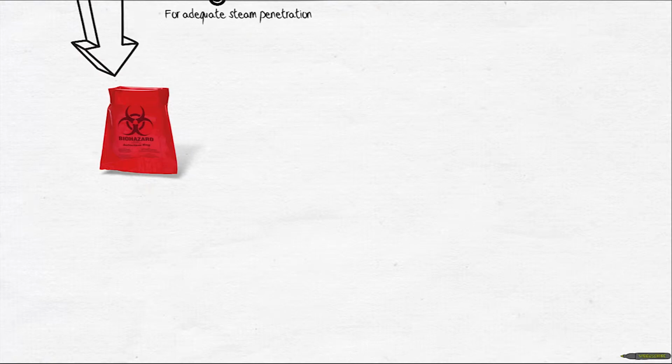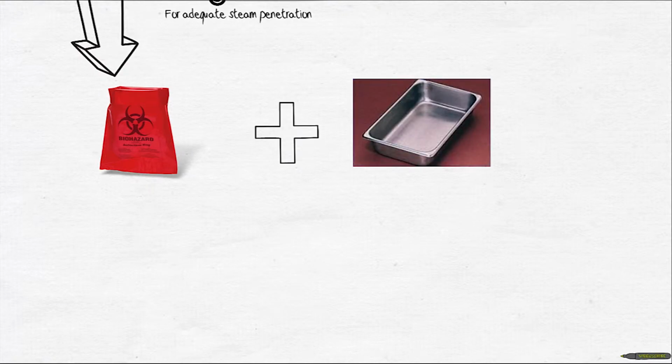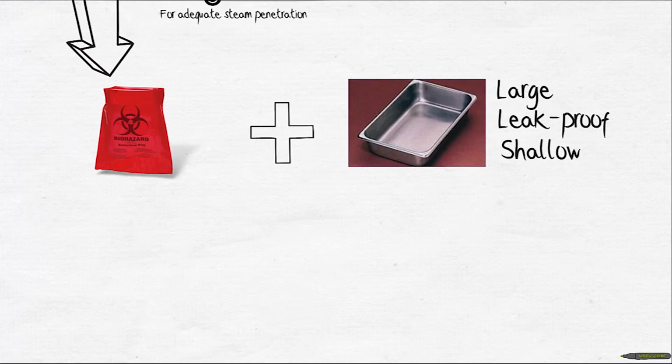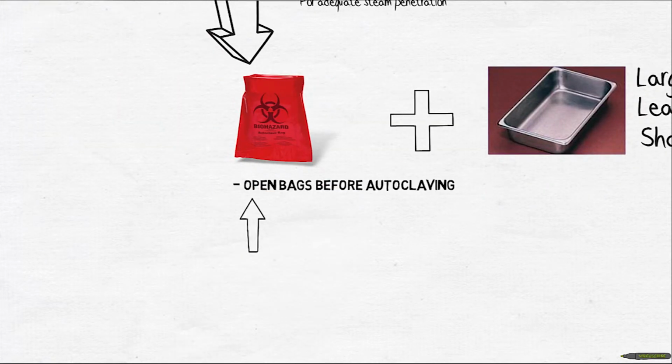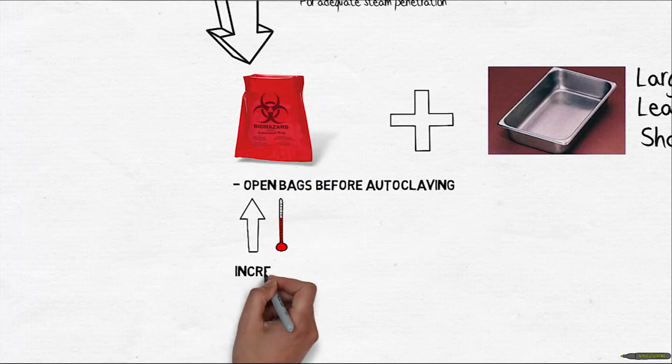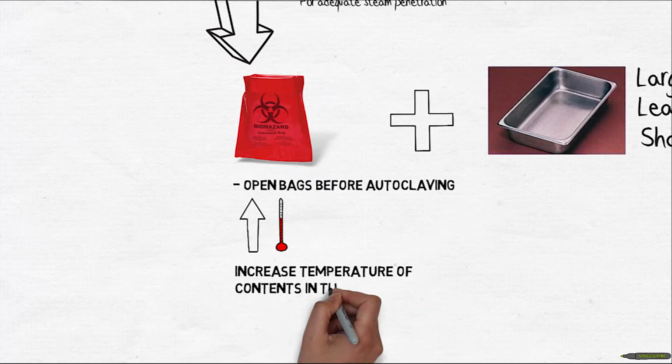The red autoclave bag is placed in a steel pan, which will help to contain any possible spillages, and is labeled with an indicator tape. The autoclave bag should be opened before autoclaving to increase the temperature of the contents for proper sterilization.